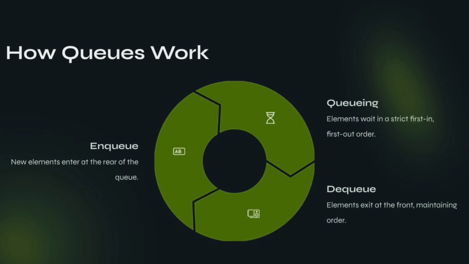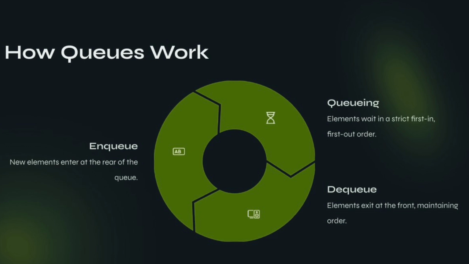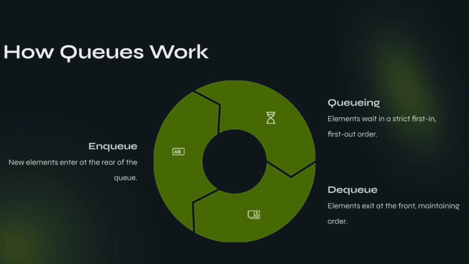Once something is enqueued, it just waits, like you waiting for your turn at a doctor's office. No jumping ahead, no skipping, everything is based on the order in which it was added. This waiting phase is what we call queuing, and this concept is very powerful. In fact, operating systems use queues to manage which programs get CPU time, central processing unit time. Have you ever noticed your phone slowing down when multiple apps are open? That's because they are competing in a queue to get processed.